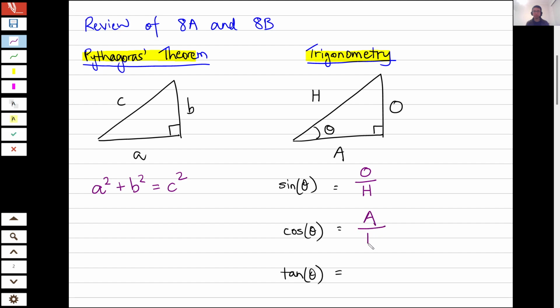Cosine is adjacent over hypotenuse, and tangent is opposite over adjacent. And many of you will remember the mnemonic SOHCAHTOA. This isn't actually a thing, it's just something that helps students remember it. So this is basically all we need to know. I won't rehearse everything that we've done over the last few weeks, but these are the core concepts at work today.